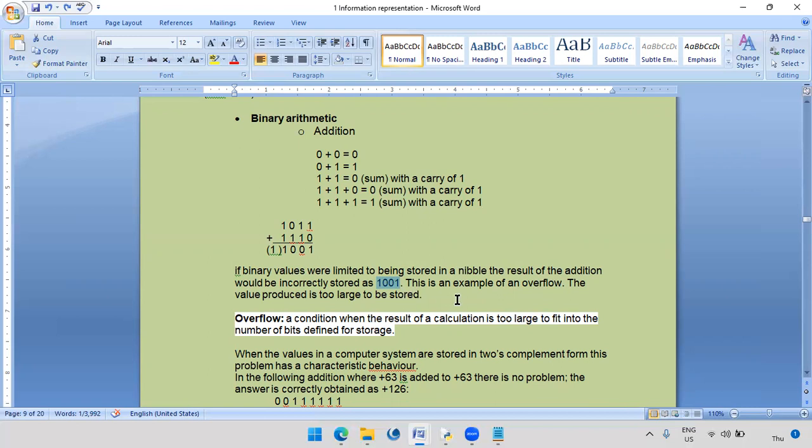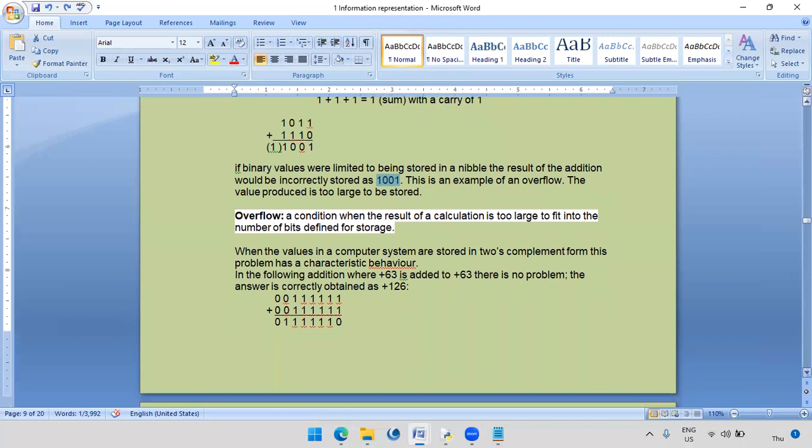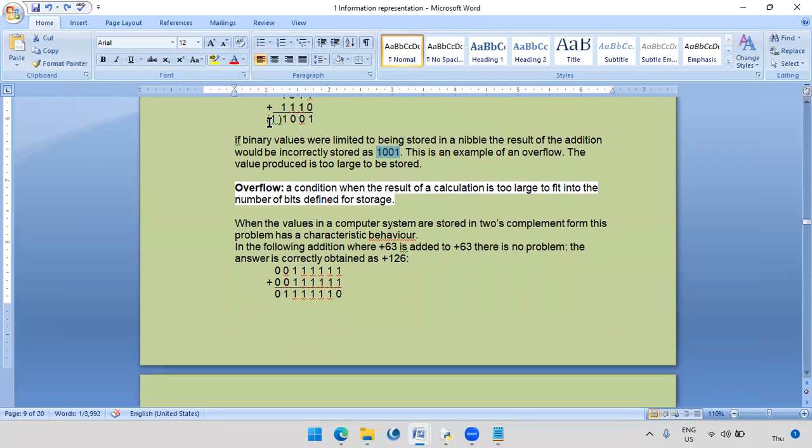There was an exam question like this, so remember this, overflow. The condition when the result of a calculation is too large to fit into the number of bits defined for storing. Remember that? That's overflow. In that question, they had asked you to do the calculation and then comment on the answer. What is the error called? The error is overflow error. And also you can say that the given number of bits is not enough to store the answer.